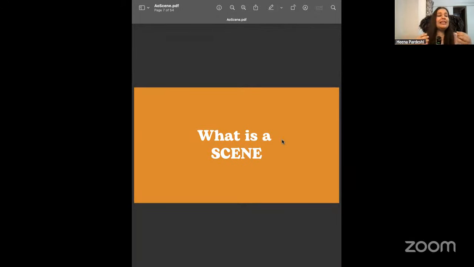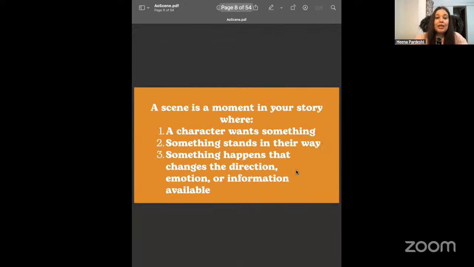They think it's either a chapter, a piece of action, a piece of conversation, maybe a location, or a block of text between two line breaks or two section breaks. But actually, none of that defines a scene. A scene is not a unit of formatting, it is not a unit of dialogue, and it is definitely not a unit of description. A scene is actually a unit of change.